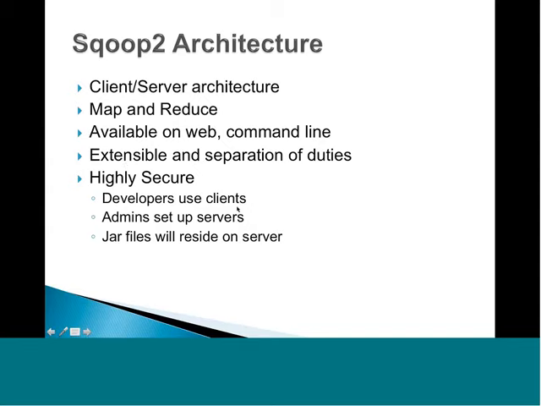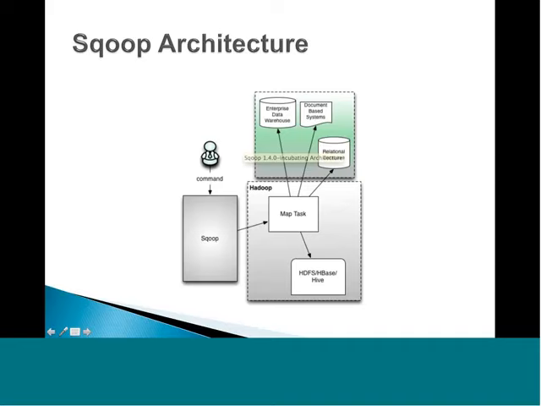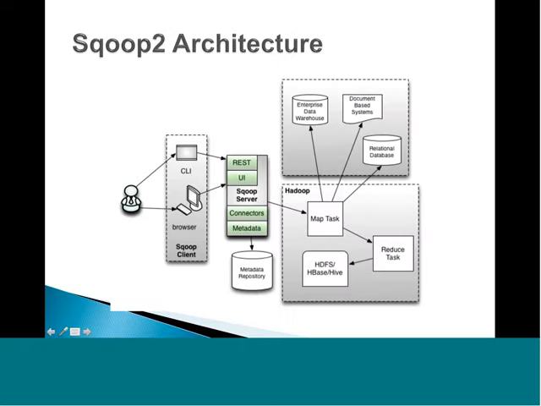It is highly secure. Developers use clients, admins set up servers, and jar files also will reside on the server. Whereas in sqoop 1, wherever you have the sqoop client, you have to have the JDBC jars. Whereas here, only the server needs to have the JDBC jars, and the client need not have them. So you can have a firewall between this one and this one, and open only the port where the client can communicate to the sqoop server. And then developers or production support guys can actually submit the jobs, which will use the information that is there on the sqoop server.